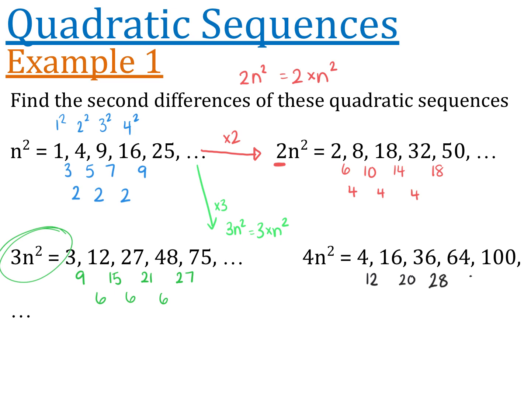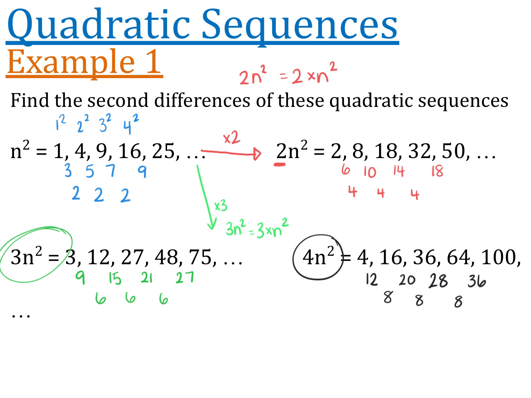28, sorry, and 36. All right, let's find the next differences. The second differences, we've got 8, 8, and 8. So this time our second difference of 8 gave us 4n squared. Are you noticing any pattern? I don't know if you are. I'm going to go ahead and tell you in case you haven't noticed.